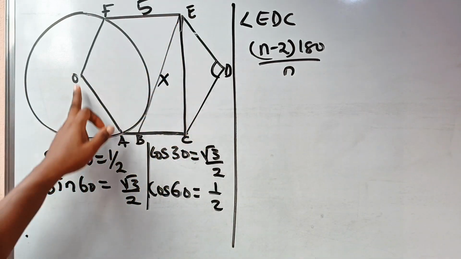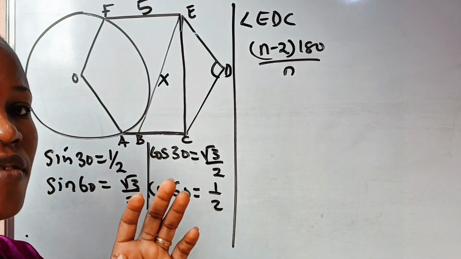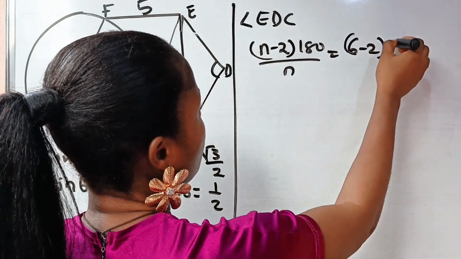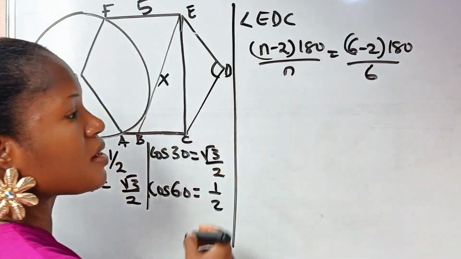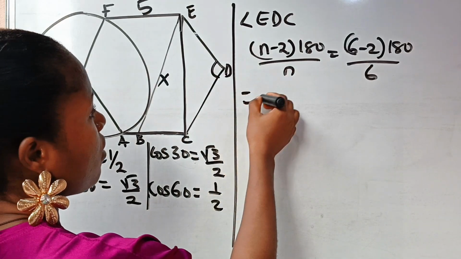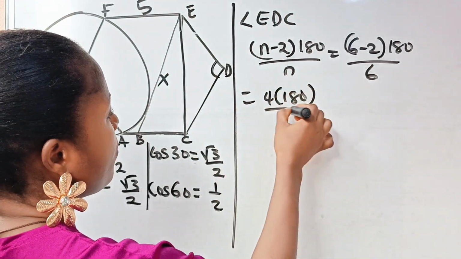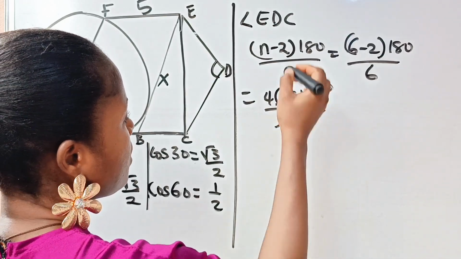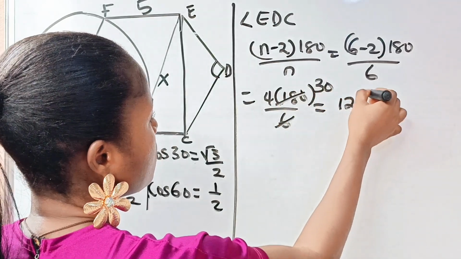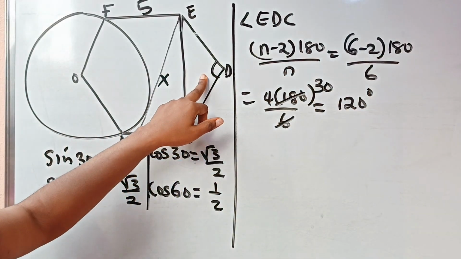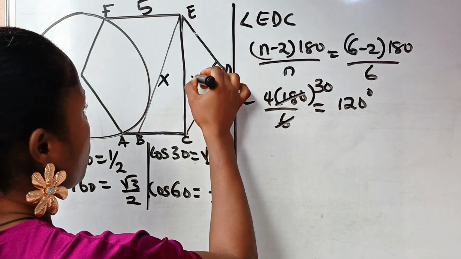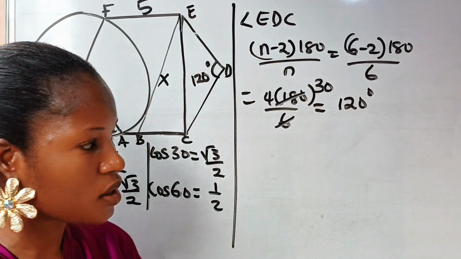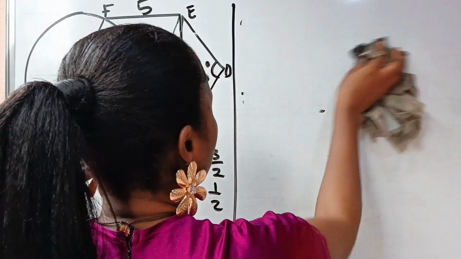So this is a hexagon, which means n is 6. So this is equal to 6 minus 2, multiplied by 180 over 6. N means the sides. So we have 4 times 180 divided by 6. 180 divided by 6 is 30, and 30 times 4 is 120 degrees. So it means that the interior angle is 120. So here is 120 degrees. Let's clean this. We don't need too much of this here.